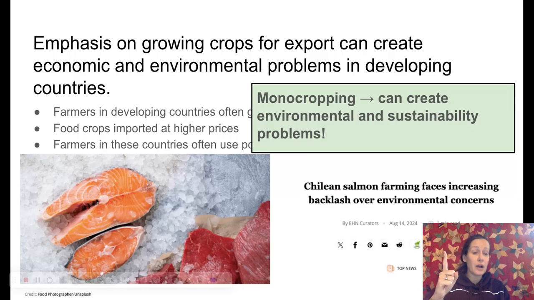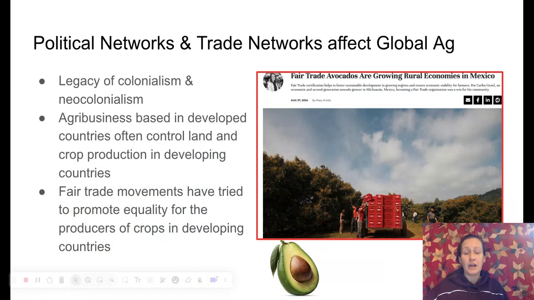We went over monocropping, right? This is an example, right? If you have this one big monocrop, you're going to have disadvantages of not having other crops available to people where you live. All right, so now political networks and trade networks, they affect global agriculture as well.